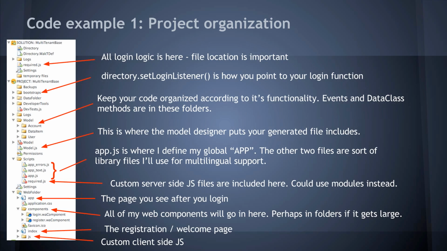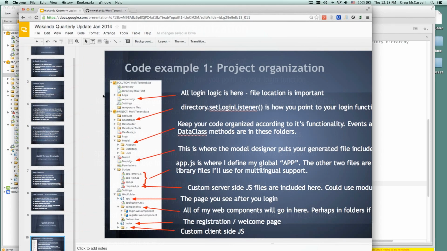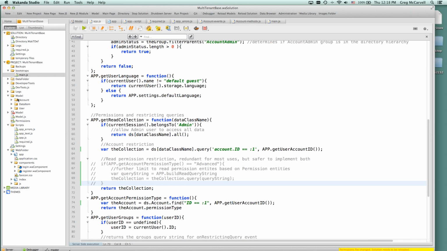App is the page you see after you log in. The components folder is going to house all of my web components. And the index page is the registration page. I do have some custom client-side JavaScript as well, and I've kept those files in this JavaScript file. So I'll give you a brief overview, just looking through the project.